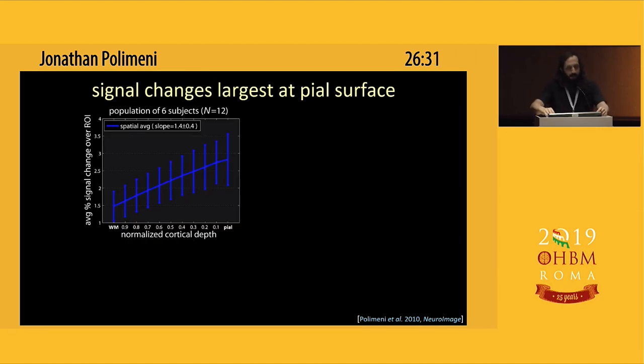So we can also use this approach to look at how signal changes vary across cortical depths. We saw in this study that the percent signal change near the white matter was about 1.5, whereas the percent signal changes that we measured near to the pial surface, which again are reflecting deoxygenation changes throughout the entire cortex, were about twice that, about 3%. So we see a steady increase in the sensitivity of the signal as we sample closer to the pial surface.